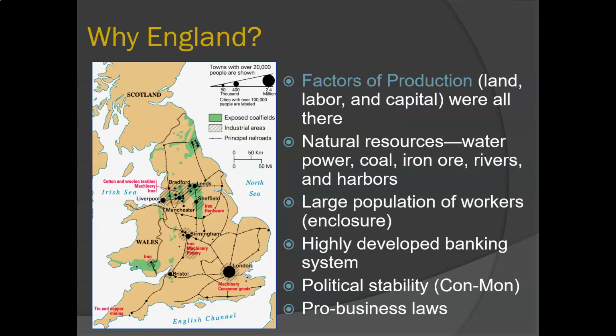Why does this happen in England? Well, the English had factors of production. They had the land available, as you saw. They also have land that has raw materials underneath it that are essential for the Industrial Revolution, as we'll see here in just a moment. They have the labor force because these people were basically kicked off of their land, or they had their land bought out and now they're looking for jobs. And there's also capital. There is wealth that can be invested.